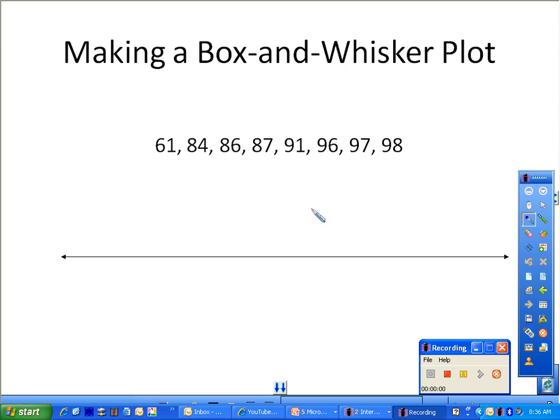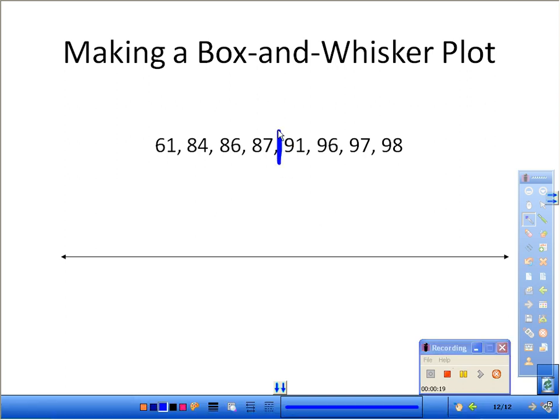To make a box and whisker plot, the first thing you need to do is order your data from least to greatest. That is already done for us if you look at these numbers. After the numbers are in order, the next thing we need to do is find the median, which means the middle number. In this case, our median is going to be between 87 and 91.